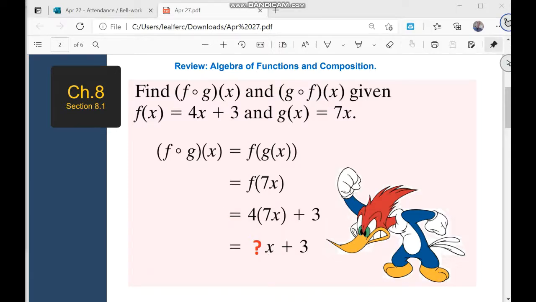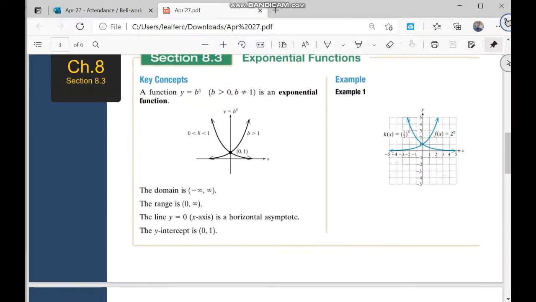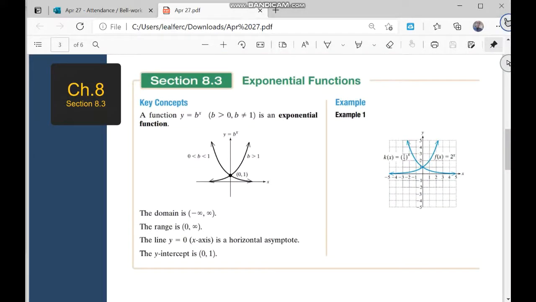Today we will look at another section, section 8.3, about exponential functions, how to identify the graph and how to sketch, to draw the graph of exponential functions. First thing we have to know, well, we have the exponential function y equals b exponent x, right? This is the exponential function.